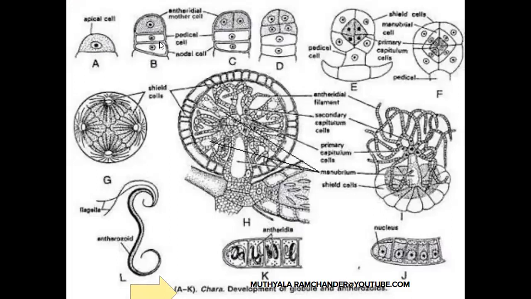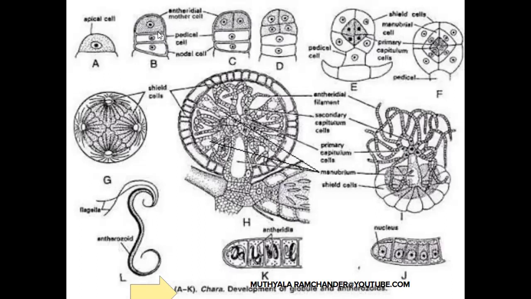Again, from the two cells, one cell participates in a transverse division to form three cells. In total, three cells are present in a linear position. From these three cells, the lower cell acts as a nodal cell. It cannot participate in further divisions. The middle cell acts as a pedicel cell. It also cannot participate in further divisions.